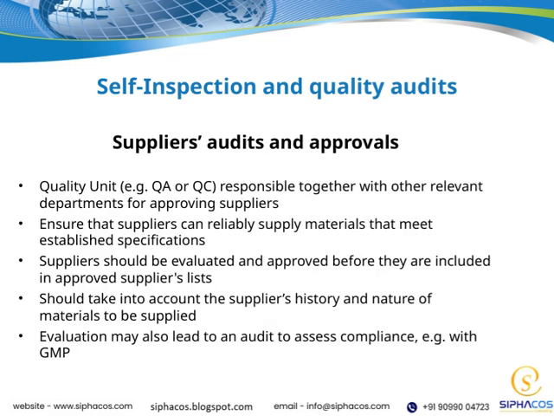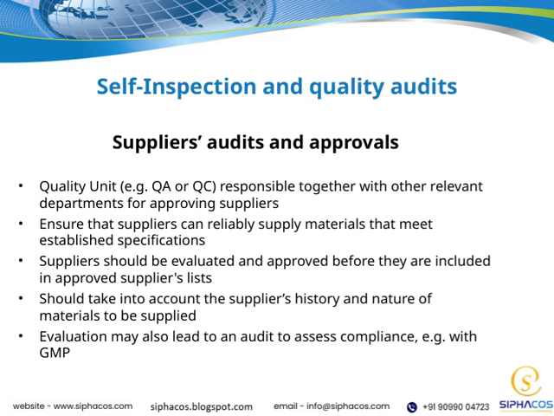When it comes to suppliers, audits, and approvals, it's essential that the responsibility lies with the quality unit, such as QA or QC, working closely with other relevant departments. Their role is to ensure that suppliers can reliably provide materials that meet our established specifications. Before a supplier is added to our approved list, they need to go through a thorough evaluation and approval process. This step is crucial because it helps us verify the supplier's capability and reliability.